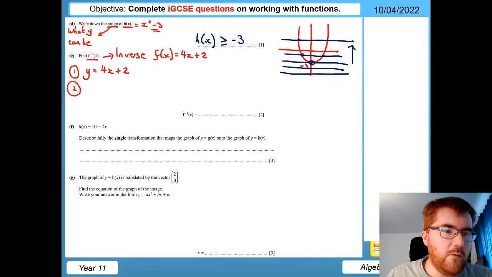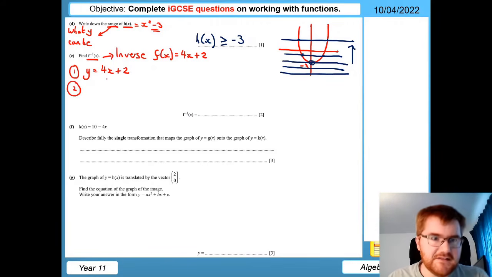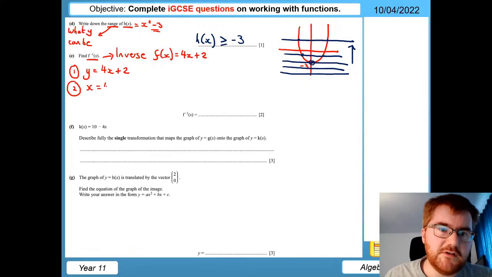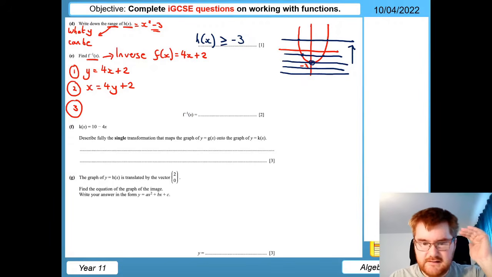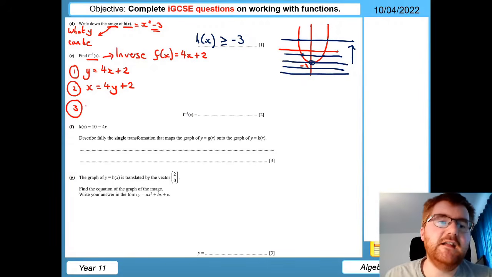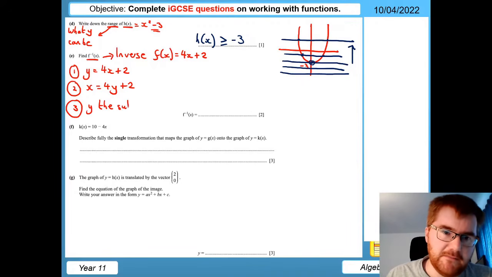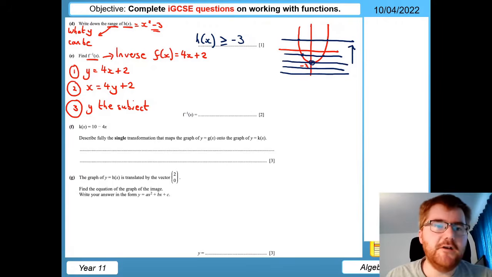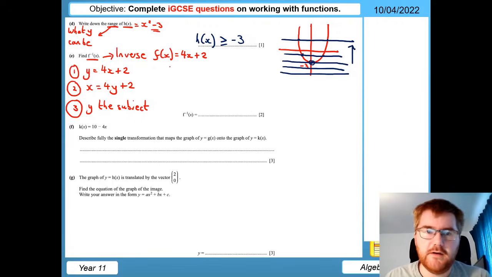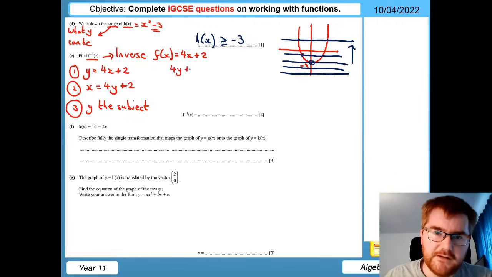Number 2, we're going to flip over those y's and x's. So x is equal to 4y plus 2. And then number 3, hopefully this is a really embedded procedure in your mind, is to make y the subject. So y equals something. So let's go through that procedure. First of all, we're going to flip over the equation. So 4y plus 2 is equal to x.